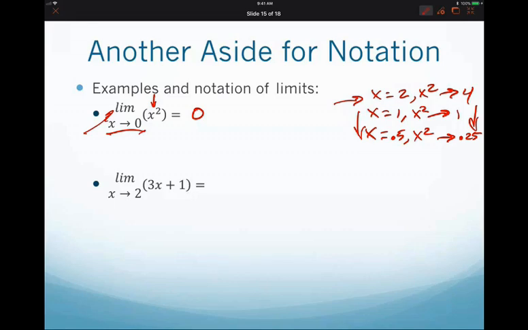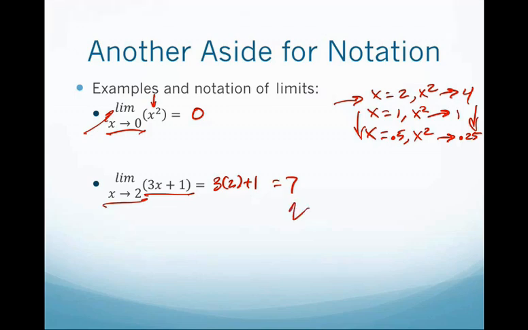So let's evaluate this one. As x gets closer and closer to 2, what happens to this expression? Well, this expression is going to get closer and closer to 7. 3 times 2 plus 1 equals 7. So the limit as x approaches 2 for this function approaches 7. There we go, approaches 7.